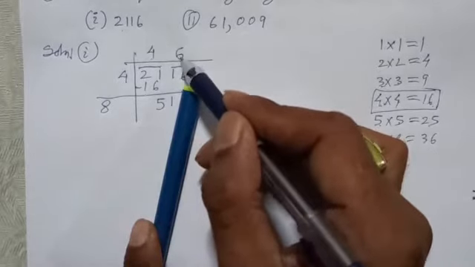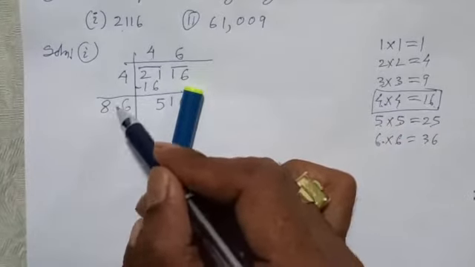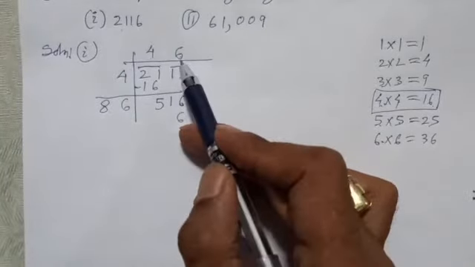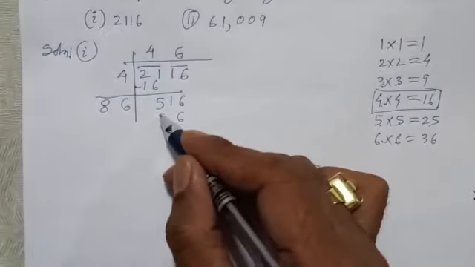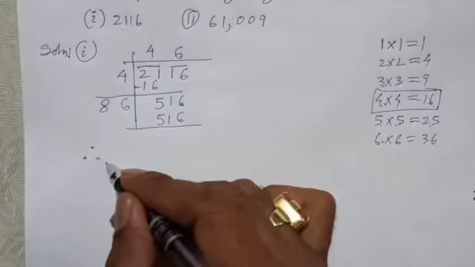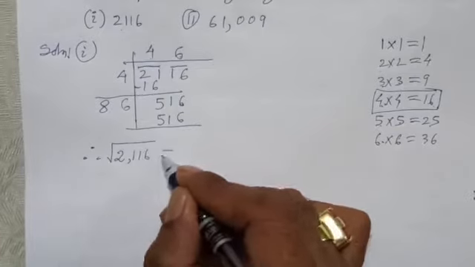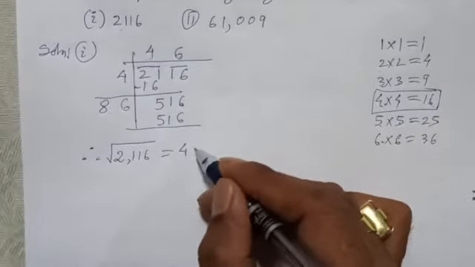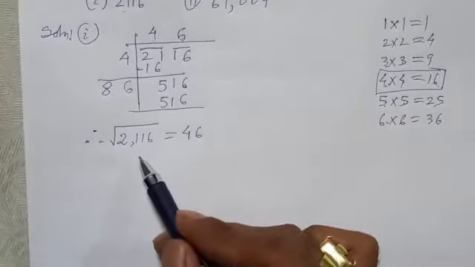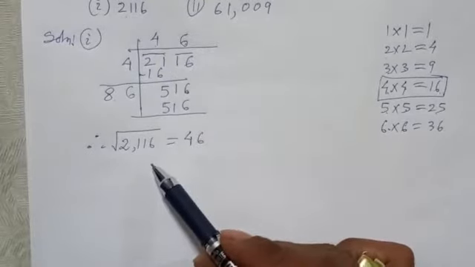So here 6, and this same number we keep here also. So 86 into 6. 6 times 6 is 36, 3 carry. 6 times 8 is 48, 49, 50, 51. So we get 516. If we subtract, we get 0. Therefore the square root of 2116 is 46. Thus we can find the square root of 2116 by using the division method, and this method of finding the square root is called the division method.